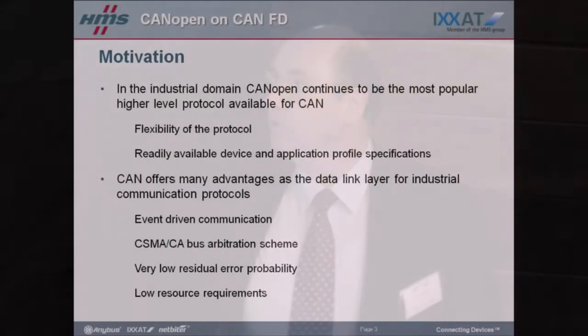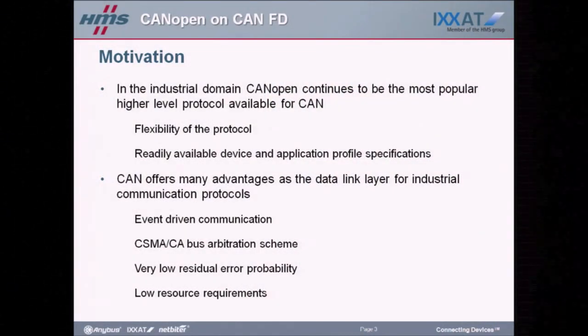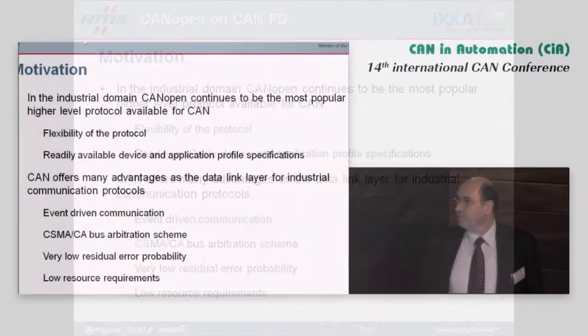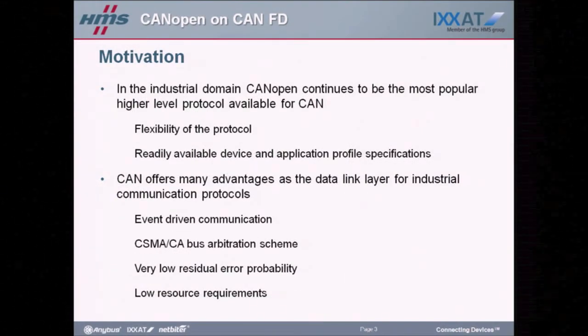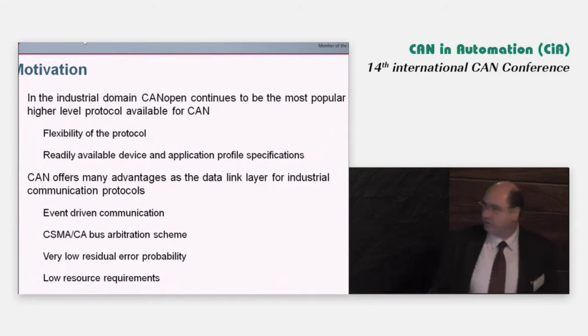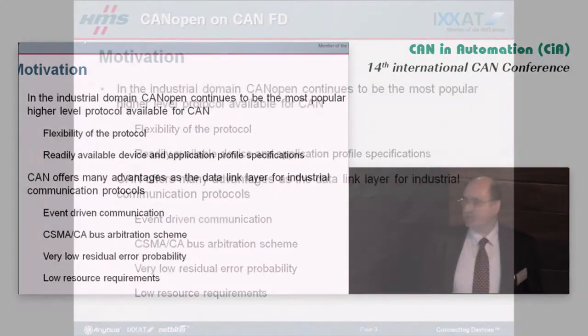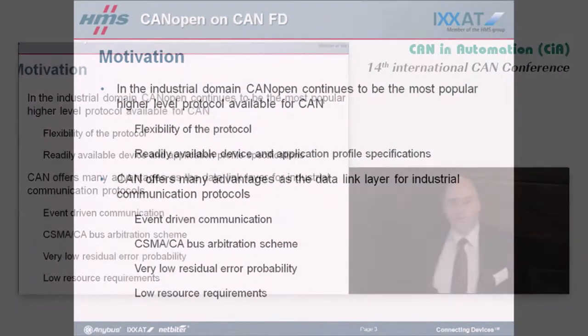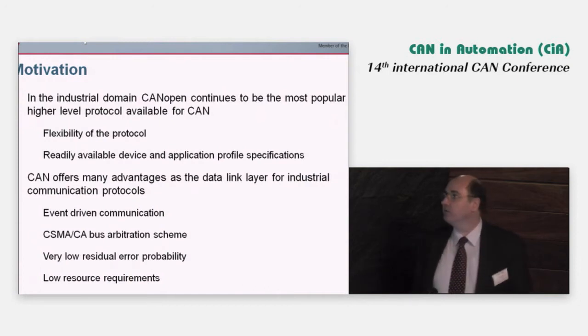So, motivation. I think in the industrial domain, CANopen continues to be, I'd say, the most popular protocol based on CAN. It's flexible. There are readily available device and application profiles where you can actually use it straight away. And CAN itself offers many advantages for industrial applications. You have, first of all, the event-driven communication scheme. You have the carrier sense media access and collision avoidance bus arbitration. You have very low error probability. And actually, last but not least, it's cheap. It's cost effective. So low resource requirements. You can build that on really small microcontrollers.